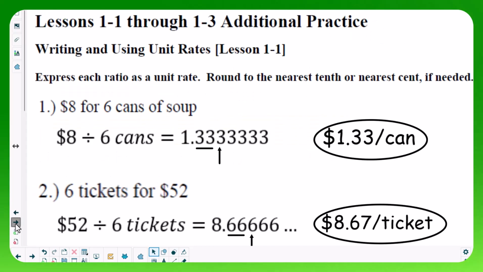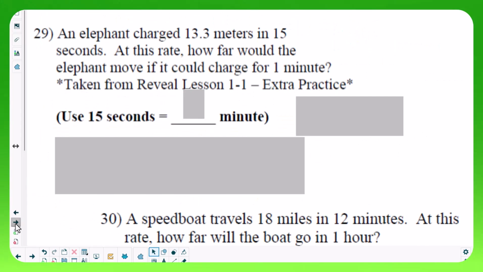All right. Moving ahead to our next question, I have to skip over some here. It says, an elephant charged 13.3 meters in 15 seconds. At this rate, how far would the elephant move if it could charge for 1 minute? Not sure what it's charging at, but certainly a little scary when elephants are pretty large wild animals, of course. But when we're looking at this, we're trying to find how far it could charge in 1 minute. We notice if we read really carefully, our time given is in seconds.